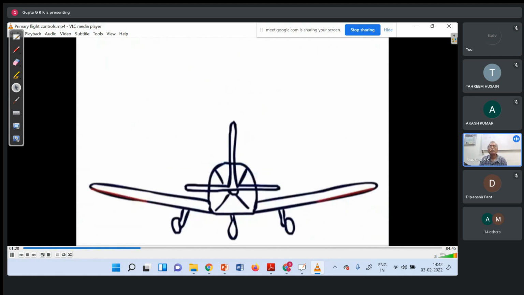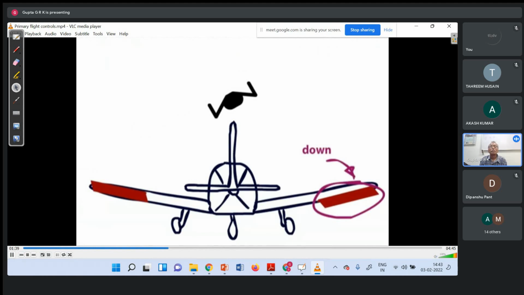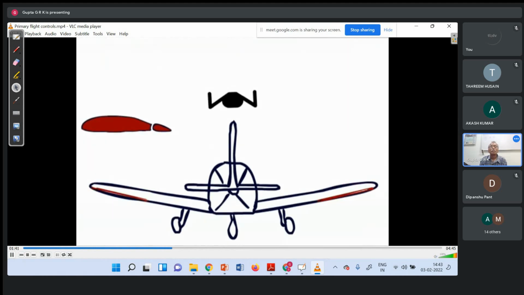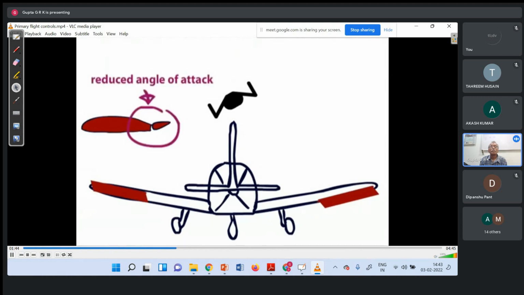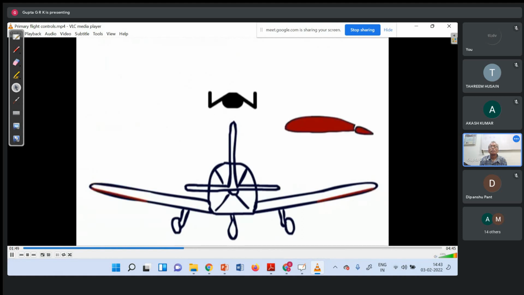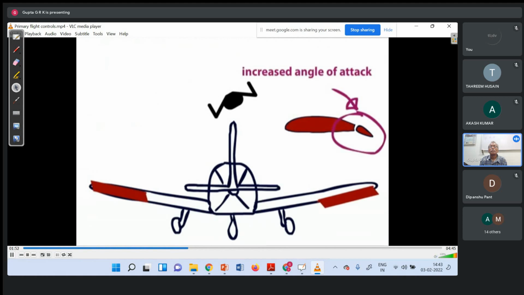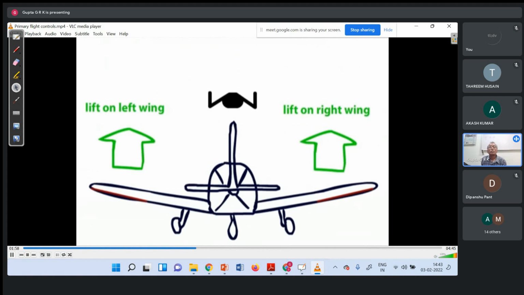Let me show you what I mean. An aircraft controls itself in roll using its ailerons, and you control this using the yoke in the cockpit. To roll left, you would move the yoke left, and this will cause the left aileron to move upwards and the right aileron to move downwards. From the last video, you should remember that an aileron moving upwards decreases the angle of attack, and this will reduce the lift generated by the left wing. On the right wing, the aileron moves down, which increases the angle of attack, increasing the lift on the right wing. This imbalance of lift will cause the aircraft to roll to the left.